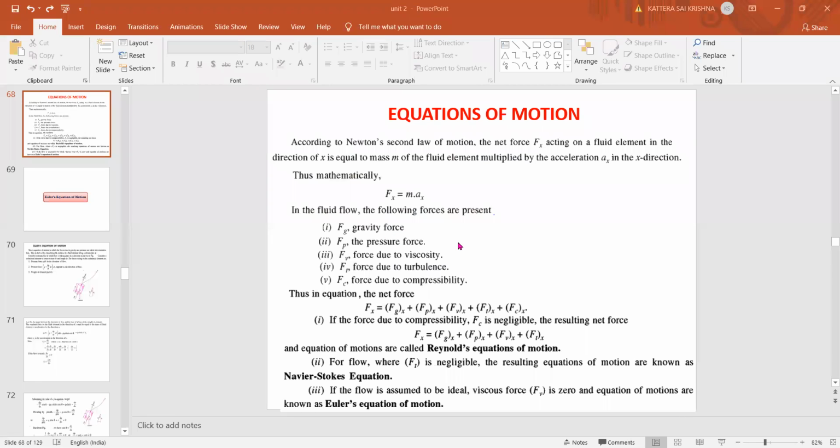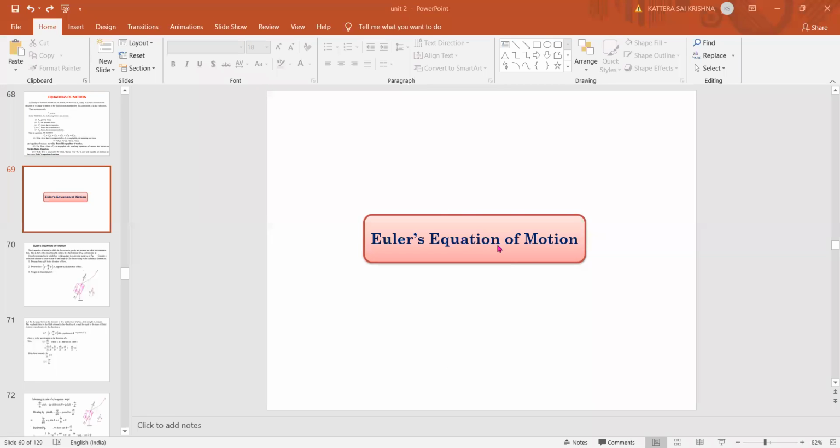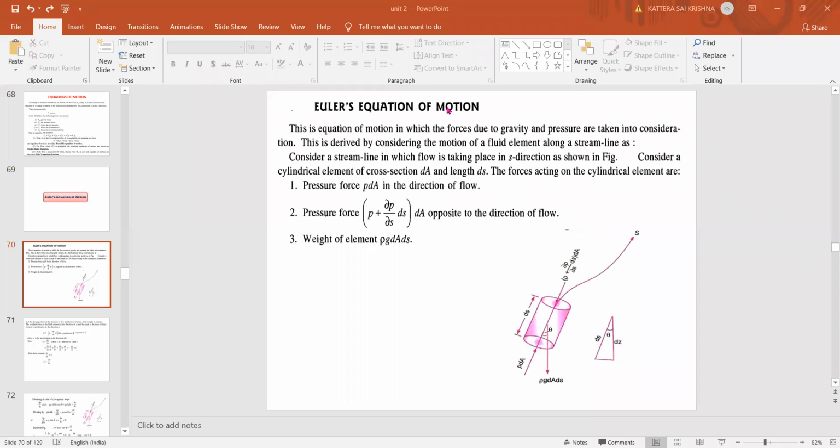Okay, so now we are starting the derivation of Euler's equation of motion. Here we are considering a streamline. This line which you can see is called a streamline. This topic we have already finished: streamline, streak line, all those things you have seen. Along this line, we are considering a small cylindrical element of fluid, and the fluid is moving along the line.